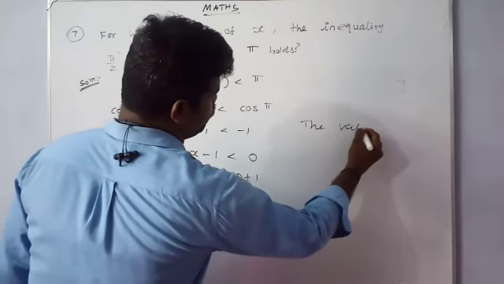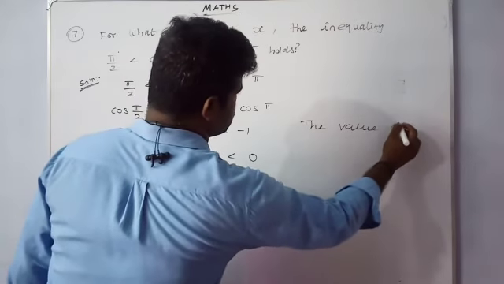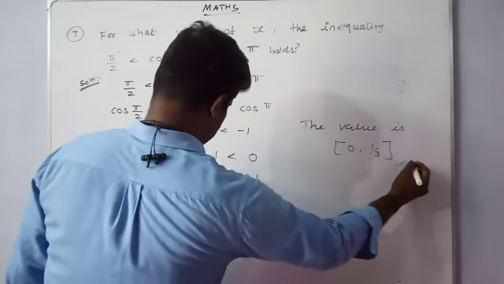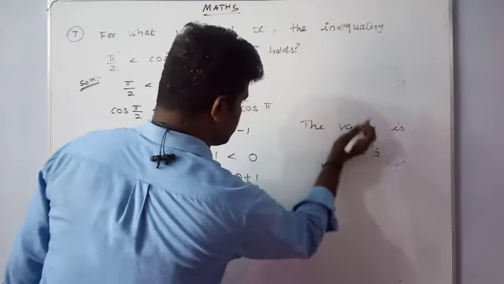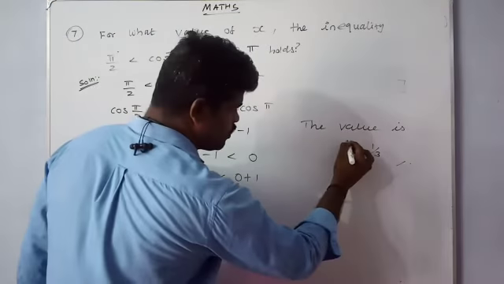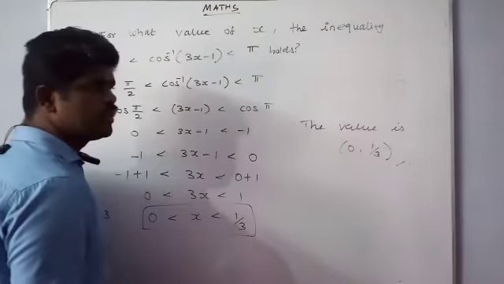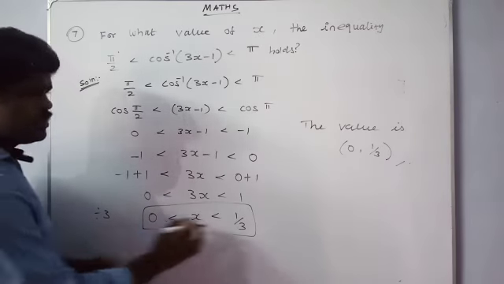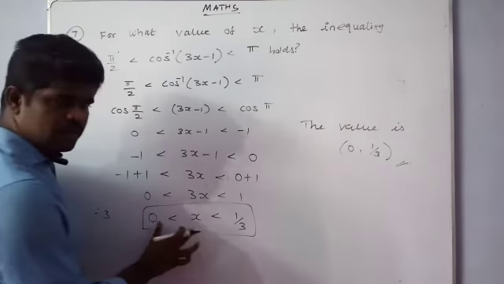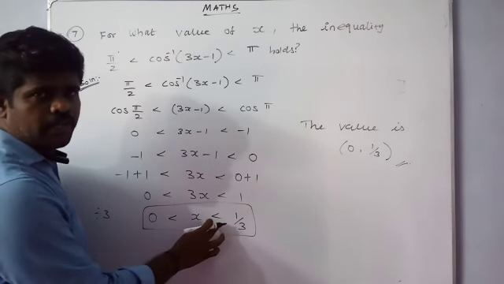The value is 0 to 1 by 3. This is an open interval because the symbol is less than, here less than and here less than. So we write the open interval. The value is 0 to 1 by 3. Okay, right. Thank you.